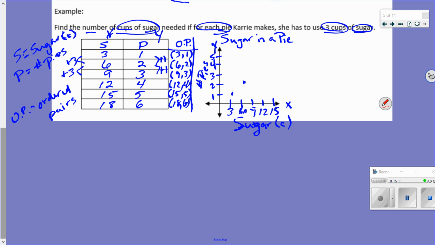Good. Go back to origin. Told you guys to get sick of this, because every time I do this, I go back to origin. I go over to 9, up to 3, and I make my dot.